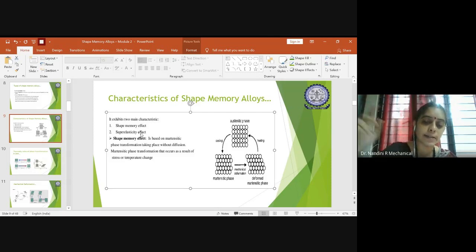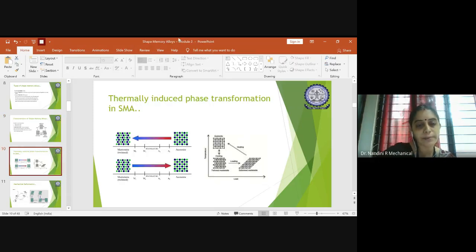That happens in many materials, but in the case of shape memory alloys, this is a very important property. Irrespective of the load you apply, irrespective of the temperature, the high heat treatment you are doing, it will have the capacity to come back to its original position, and hence we call this the super elasticity effect.